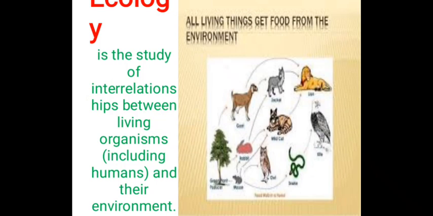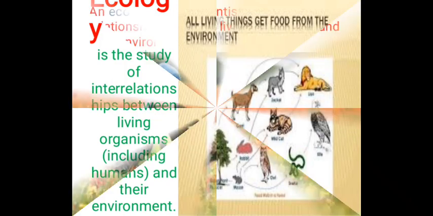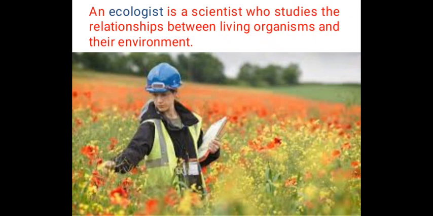Now, what is ecology? Ecology is the study of the interrelationships between living organisms, including humans, and their environments. All living things get food from their environment, so the interaction between the living things and the environment is what is regarded as ecology. An ecologist is a scientist who studies the relationships between living organisms and the environment.